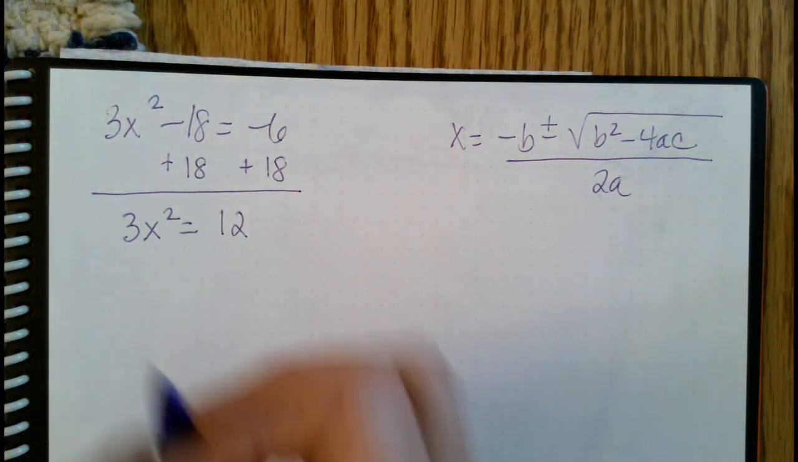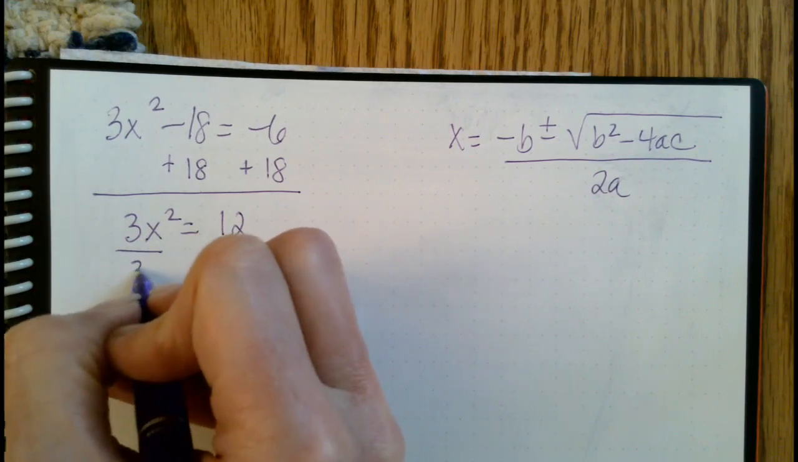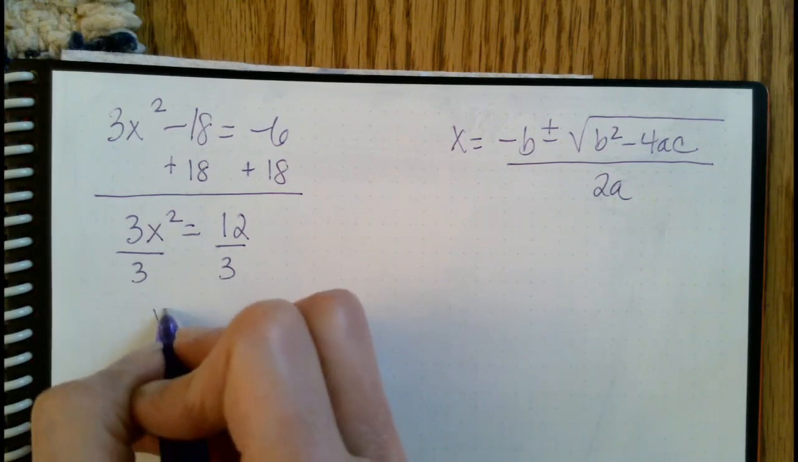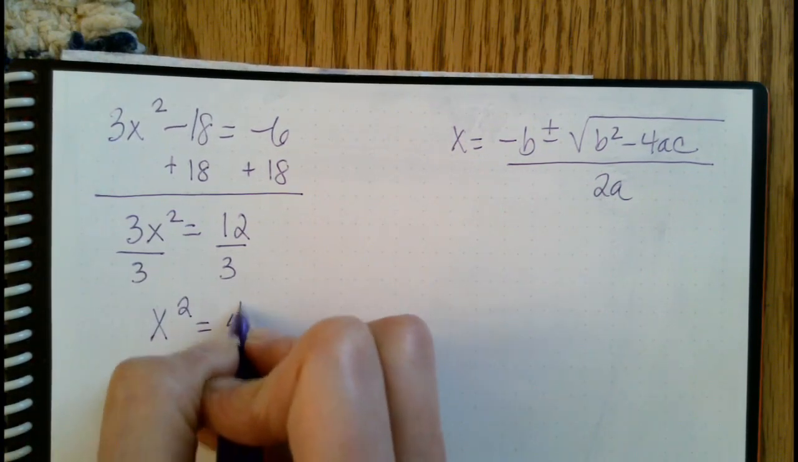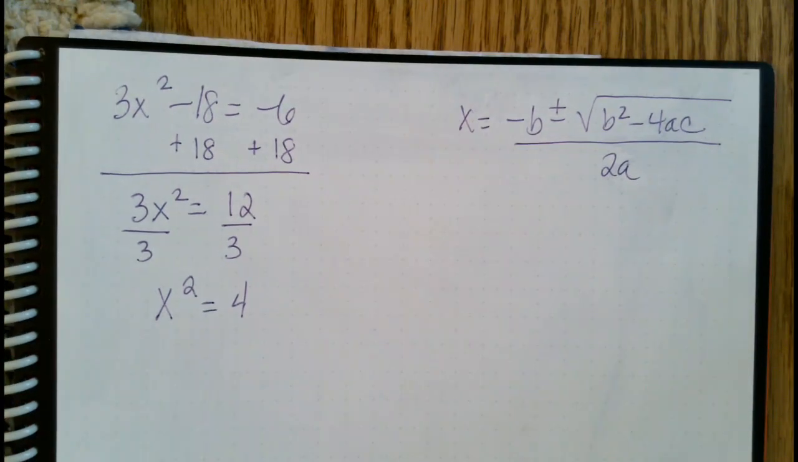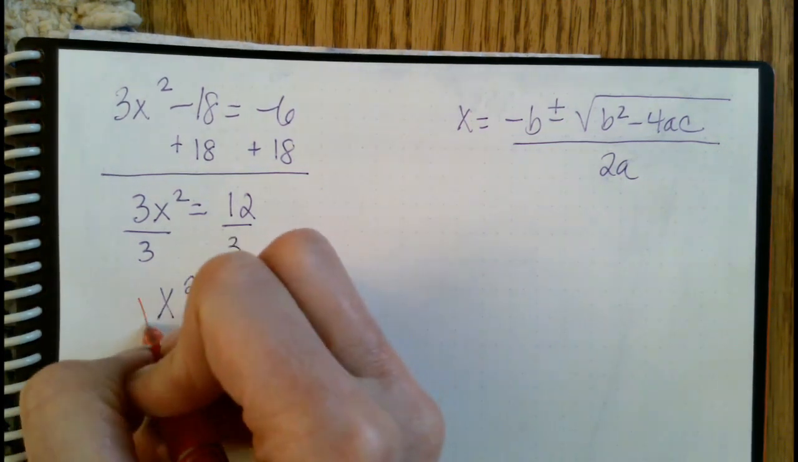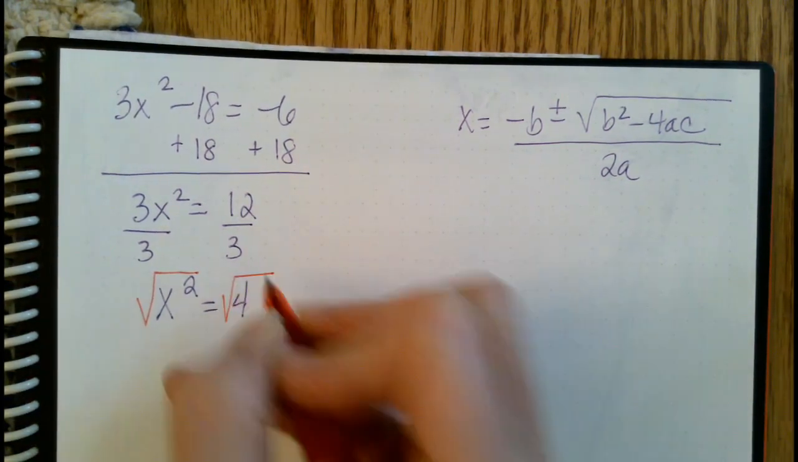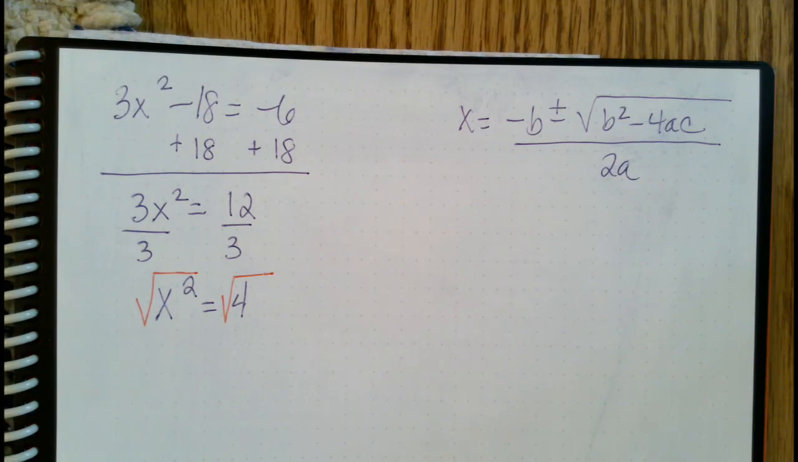And then it's 3 times x squared, so we can undo that multiplication by dividing both sides by 3. And then we get x squared equals 4. And we talked about this earlier in this unit. We were talking about solving quadratic equations with square roots. To undo squaring, we can take the square root, and we can take the square root of 4 as well.